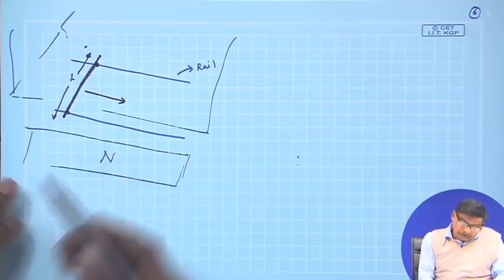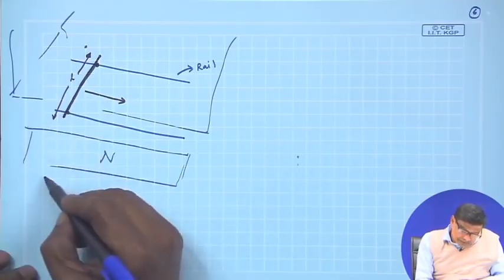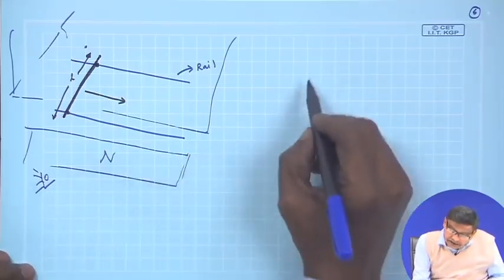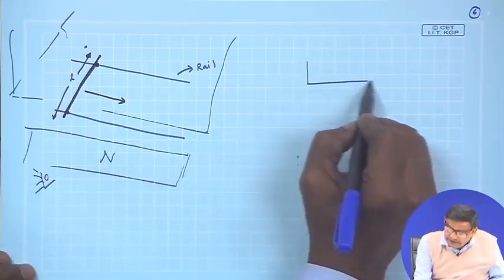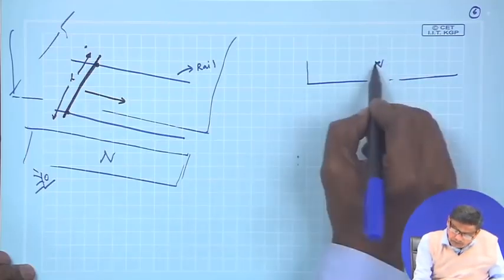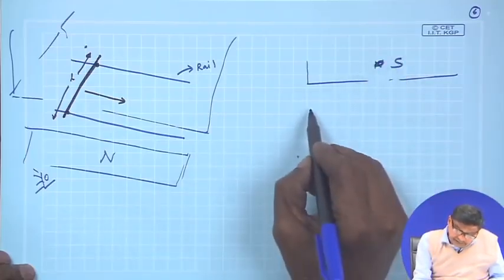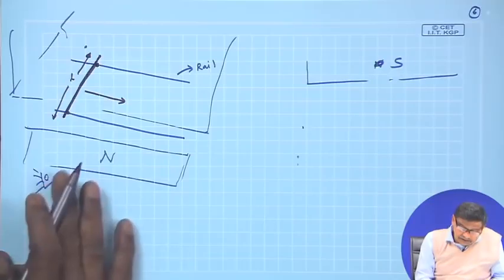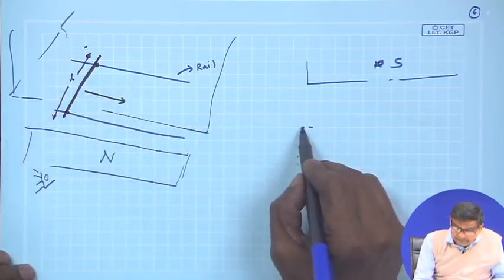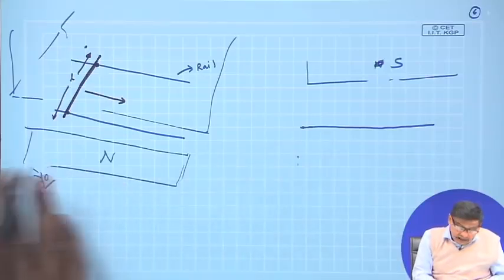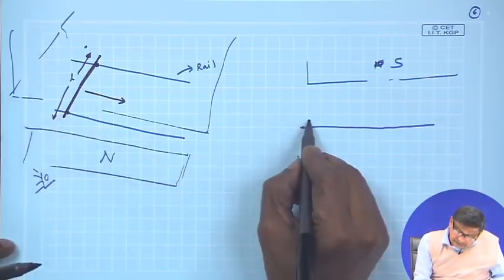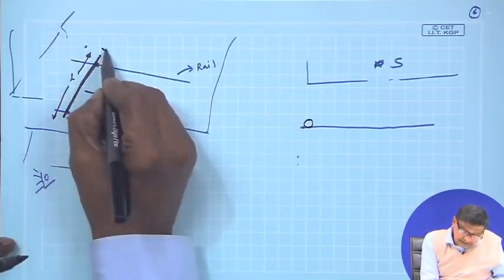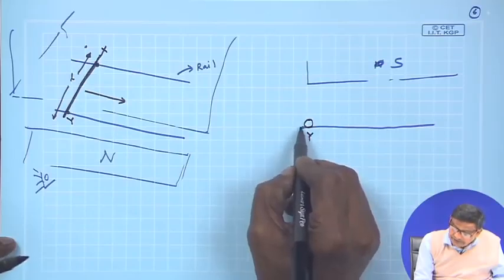Understood? So, this diagram, if you look from this end, it will then look like this. What I want to tell is that there is a north pole and a south pole, and this track you can see then only as a line, the railway track, and the section of the conductor, that is x y, this is the y side, this is the x side.